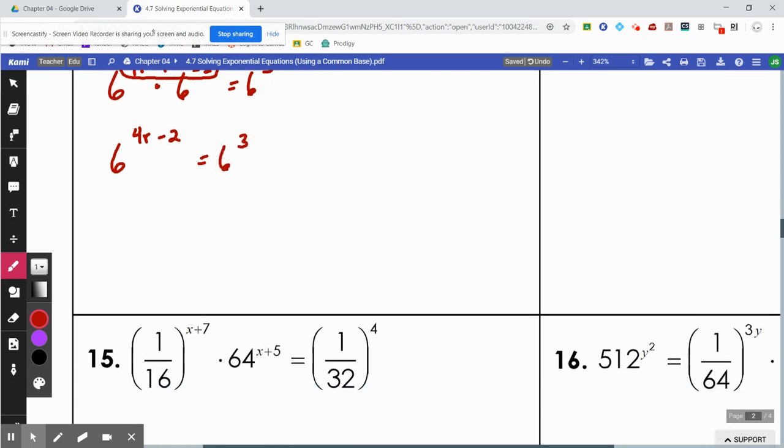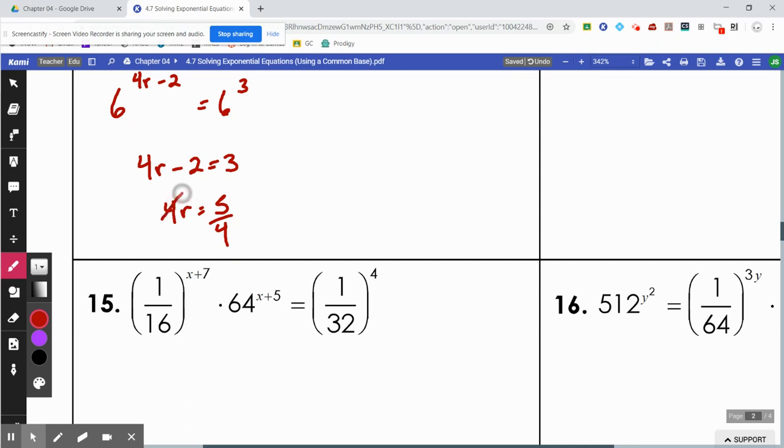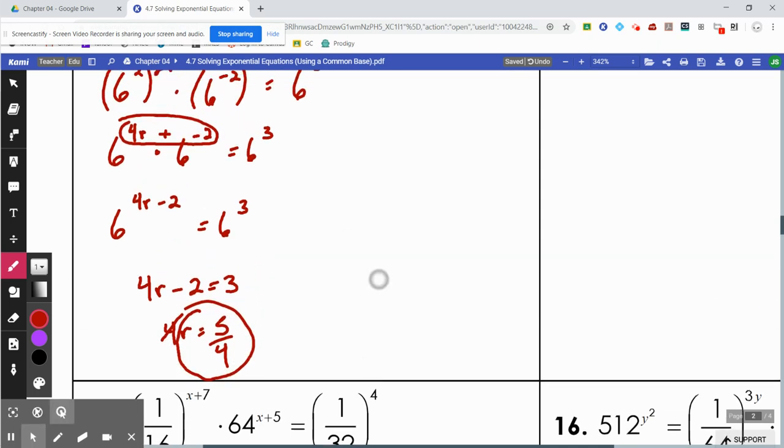Set the exponents equal. 4r minus 2 is 3. Let's add our 2. That's 4r is equal to 5. Divide by 4, and you get r is equal to 5 fourths. Number 14.